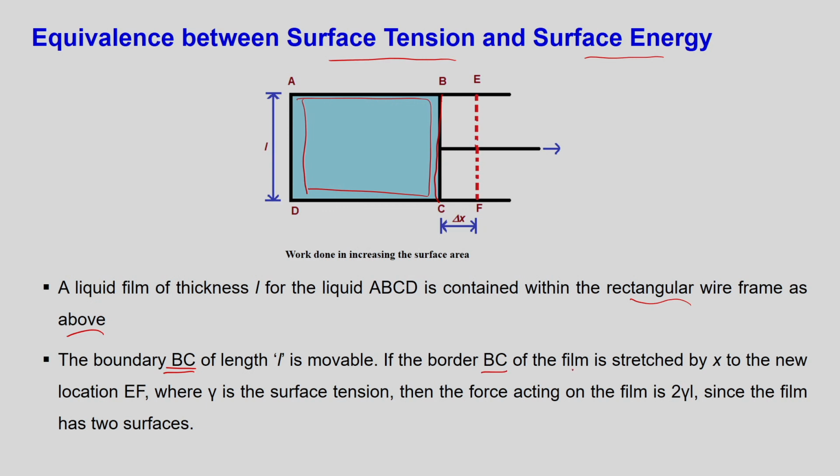So, if the border BC of the film is stretched by x to a new location EF, where gamma is the surface tension, then the force acting on the film is 2 gamma L. Why? Because the film has two surfaces, one inside surface and another outside surface. So, it means the area created is twice, and the force is nothing but 2 times the length, on top of the film and inside of the film in the bulk, into the surface tension.